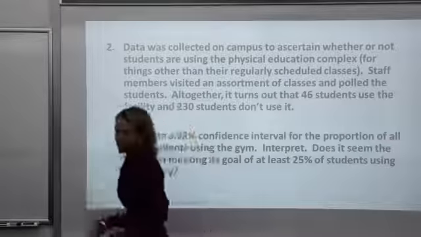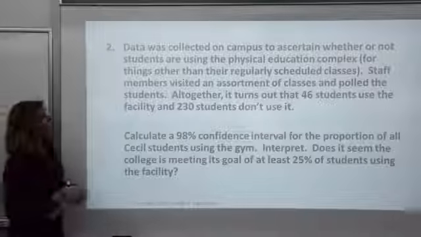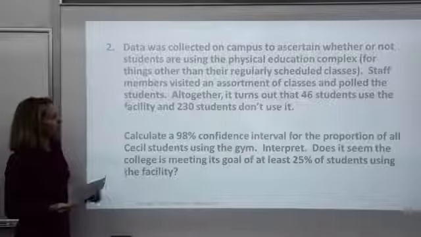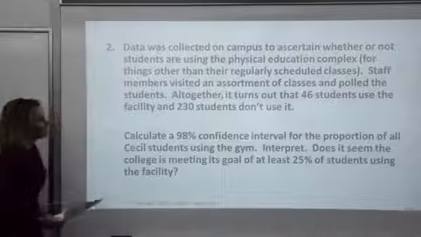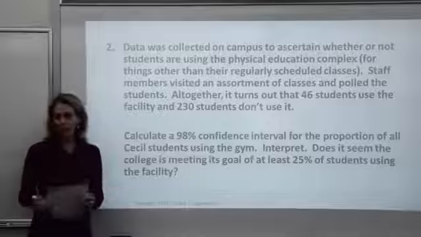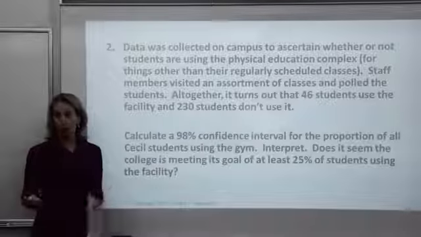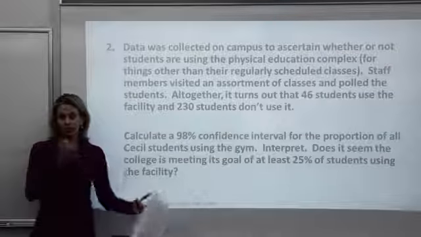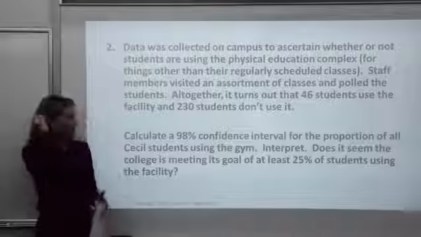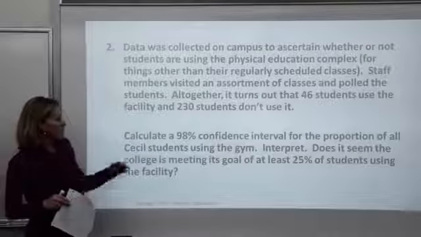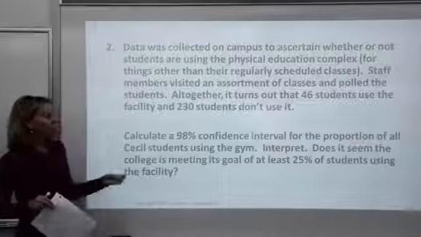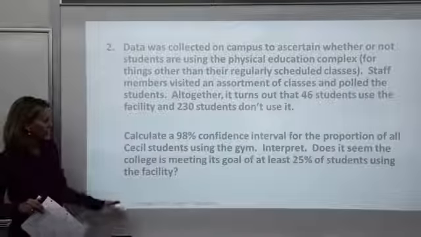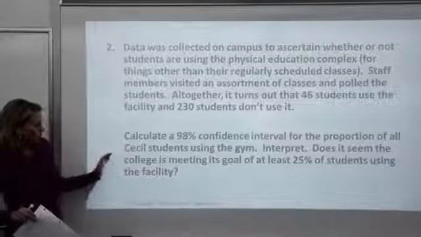So let's see what this says here. Data was collected on campus to ascertain whether or not students are using the PE complex for something other than their regularly scheduled classes. So staff members visited an assortment of classes, polled students. Together, it turns out that there were 46 students that use the facility and 230 students that don't use it. Calculate a 98% confidence interval for the proportion of all Cecil students that are using the gym. Interpret your interval. And then when we're done, we'll answer this question.